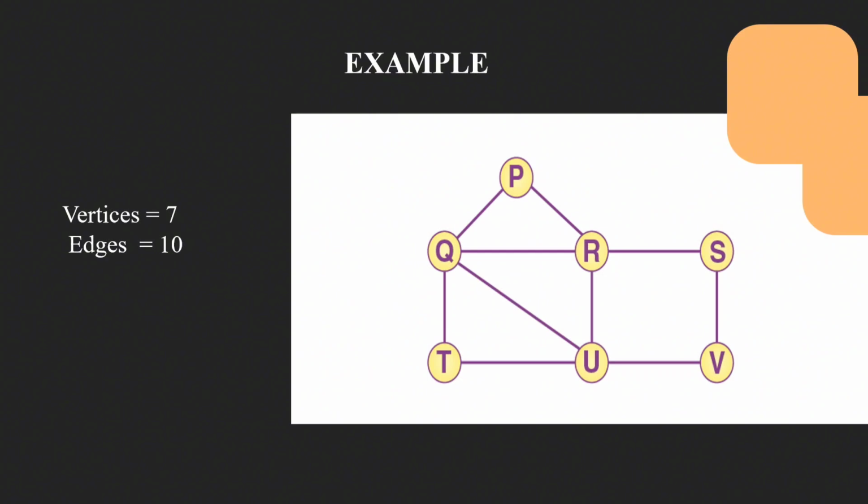Next I will explain how many vertices and how many edges are in this given example. So there are 7 vertices in the graph and 10 edges in this graph. So P, Q, R, S, T, U, V are the vertices. So these are the edges.